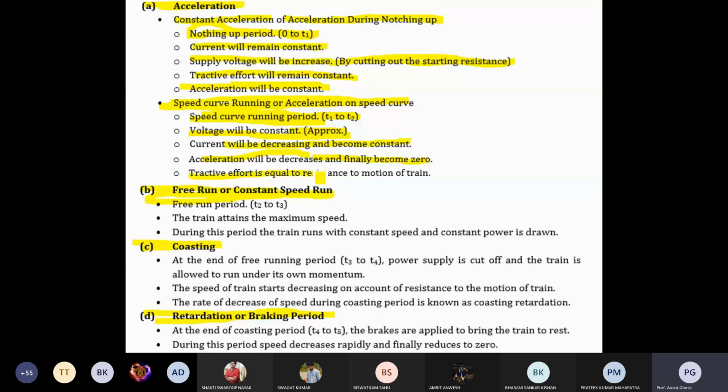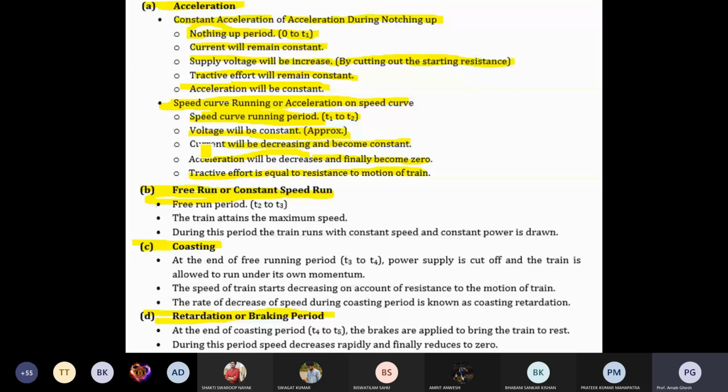The next point is your free running of the constant speed. Okay, it's constant speed run. So how much value is it? T2 to T3. Okay, free running period. The train attains the maximum speed. Okay, during this period, the train runs with the constant speed and constant power is drawn. Okay, so that is important.